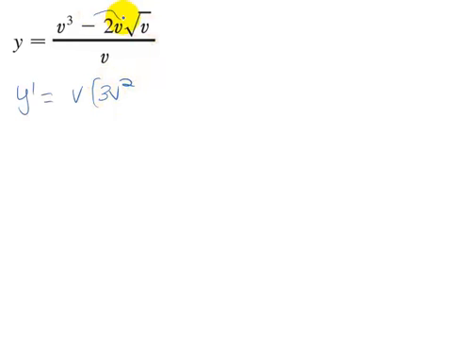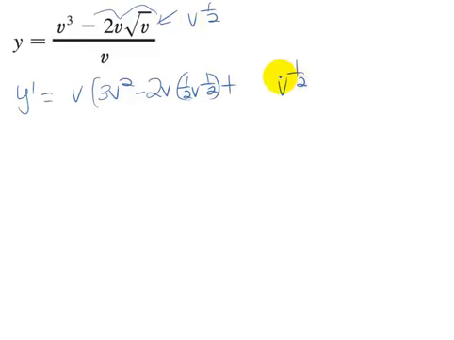But then to take the derivative of this next term, I have a product, so I'm going to need to use the product rule. So the product rule is first times the derivative of the second, and we could express this as v to the 1/2. So finding its derivative is power out in front, decrease the power by 1. And then plus the second, which we'll write as v to the 1/2, times the derivative of the first, and the derivative of the first would be -2.